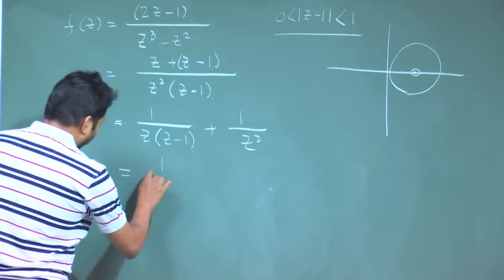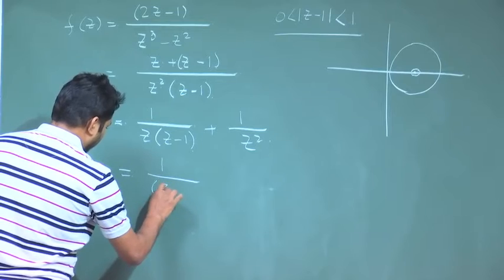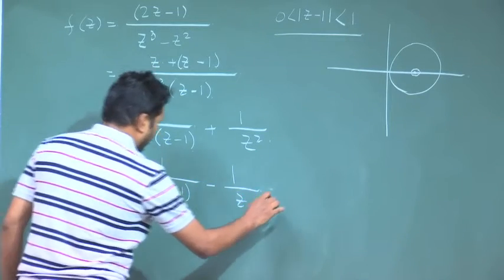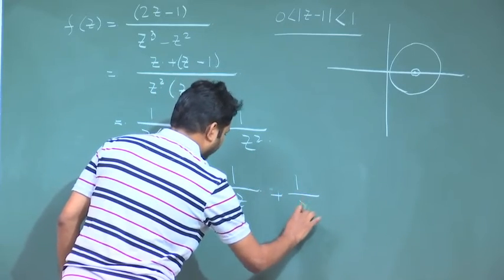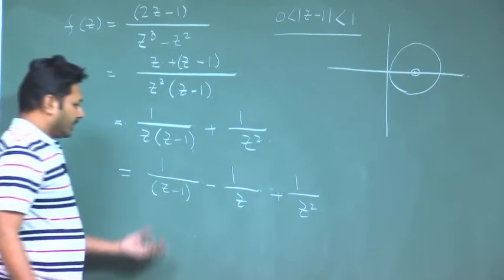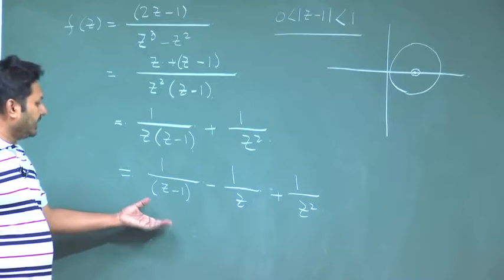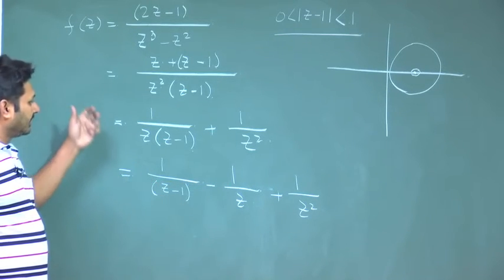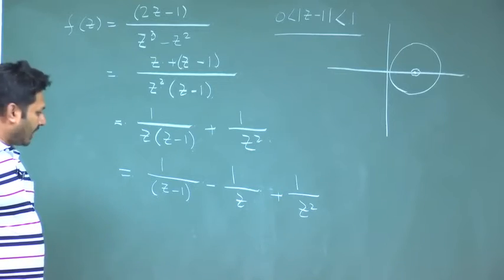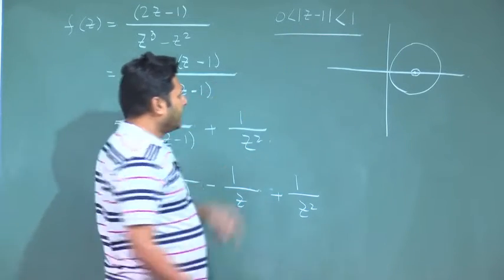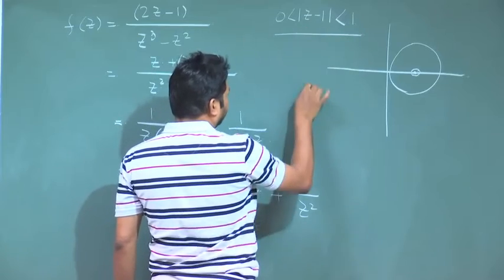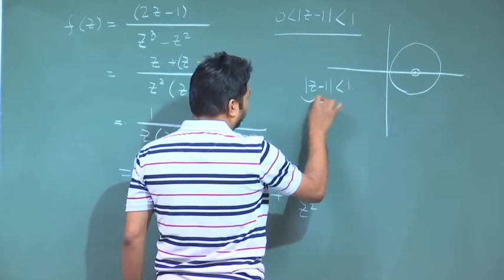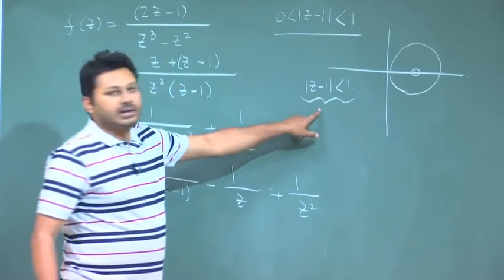So, same old calculation, and I reached this point. Okay. So, this is the same thing that we have done for the previous case. Again I am doing the same thing, just doing this way. So, now the problem is I need to use this condition: mod of z minus 1 is less than 1.